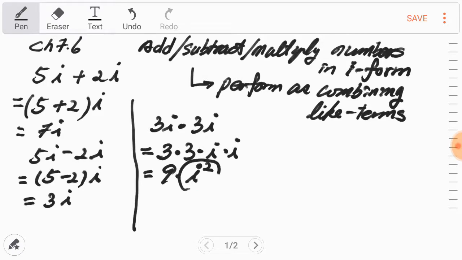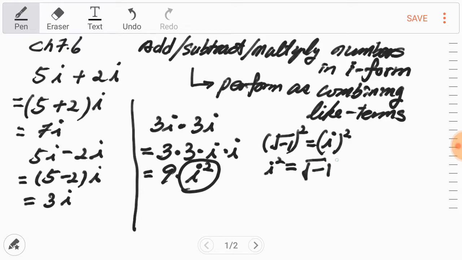Then what is i squared? Square root of negative 1 is equal to i. So i squared is you are squaring each side. So i squared is the square root of negative 1 raised to the second power. Then what is i squared? Okay, this one is negative 1.